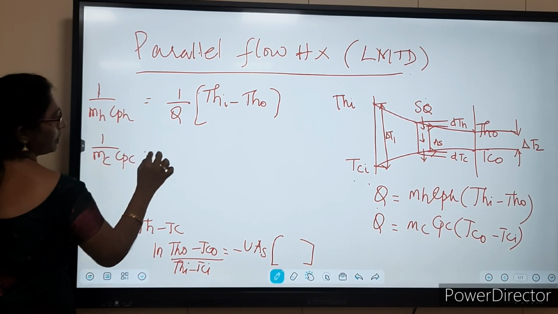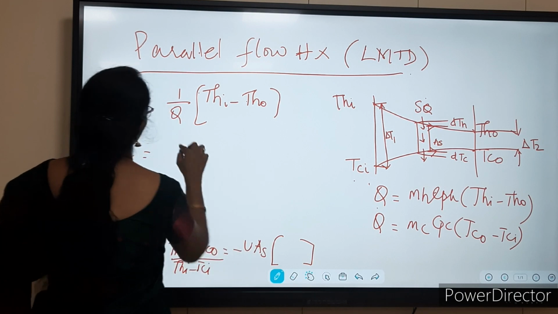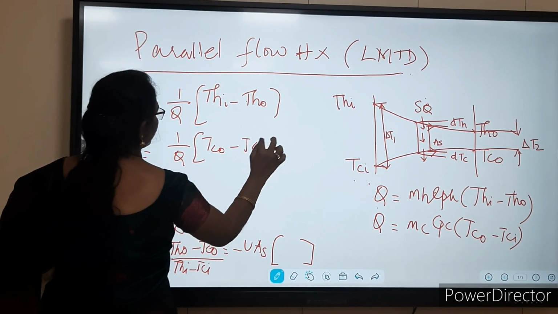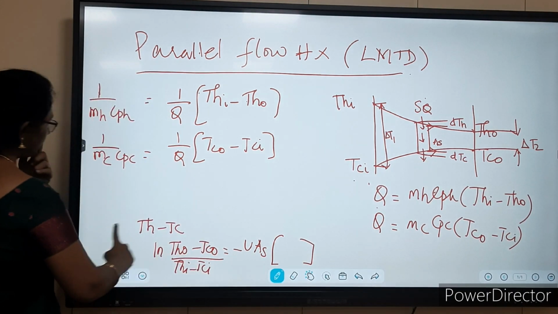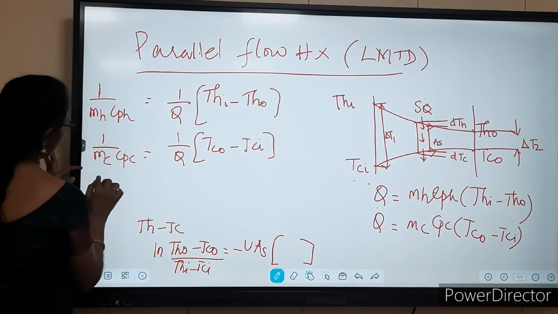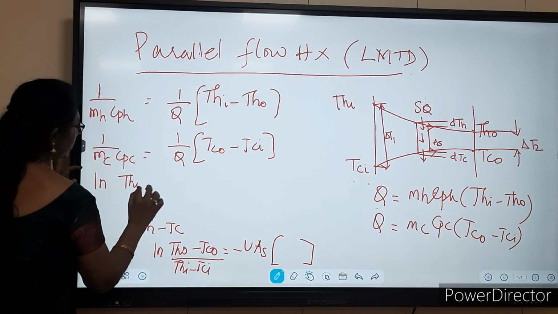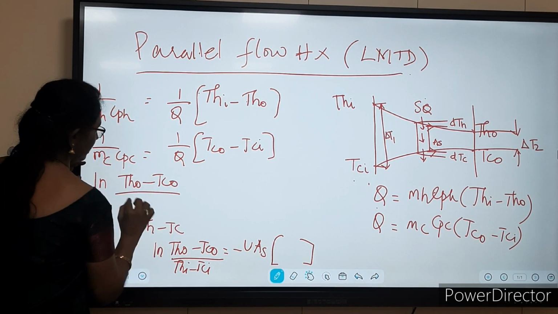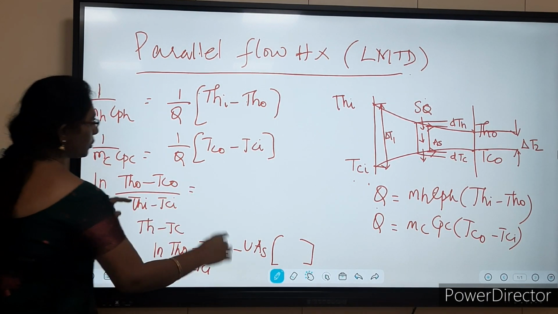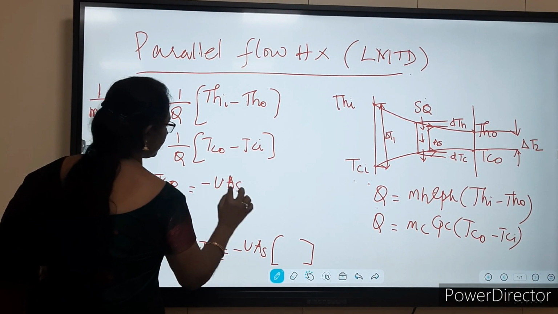MC CPC, that is going to be again 1 by Q (Tc naught minus Tci). So this is our final equation, right? I'm going to substitute the values here and here. So ln (Th naught minus Tc naught) divided by (Thi minus Tci) is going to be minus UAs.